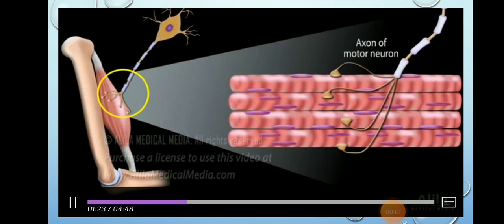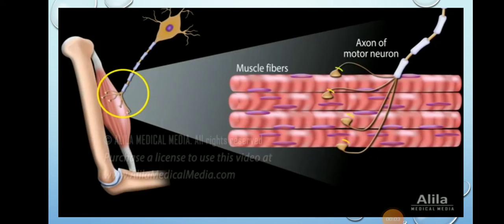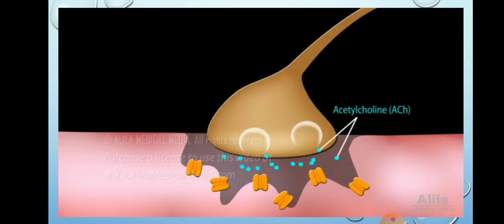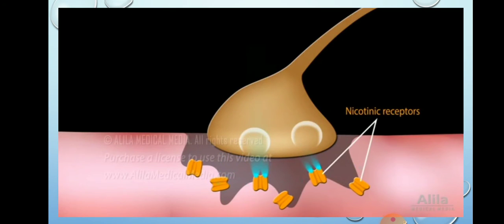The connection between a motor neuron and a muscle fiber is called a neuromuscular junction, which is basically a chemical synapse between the nerve terminal and a specialized area of muscle cell membrane called the motor end plate. When an action potential reaches the nerve terminal, it causes the release of the neurotransmitter acetylcholine into the synaptic space. Acetylcholine then binds to nicotinic receptors on the end plate.